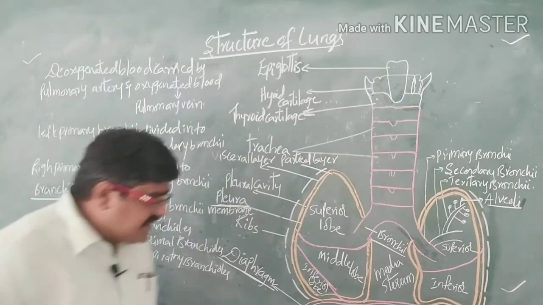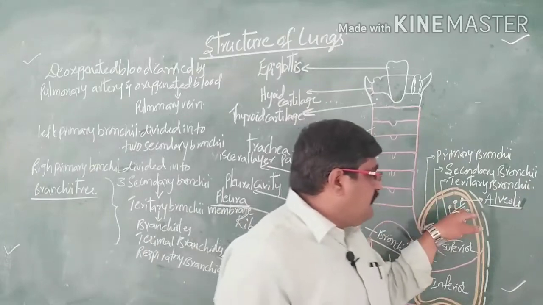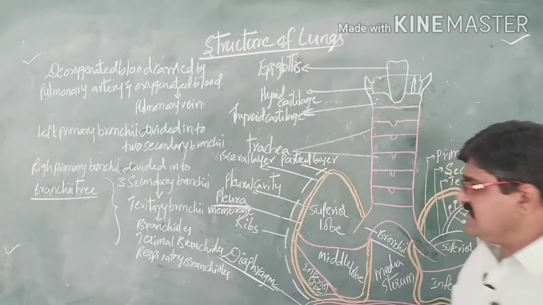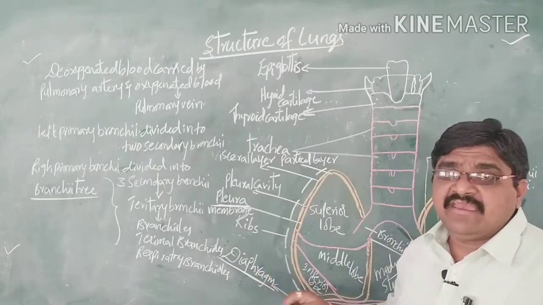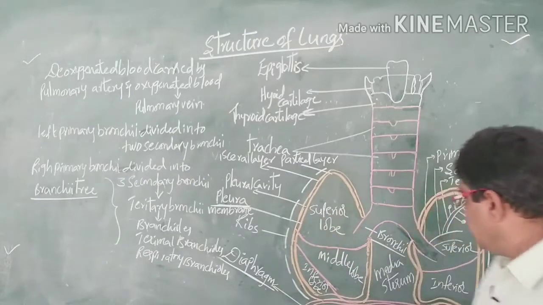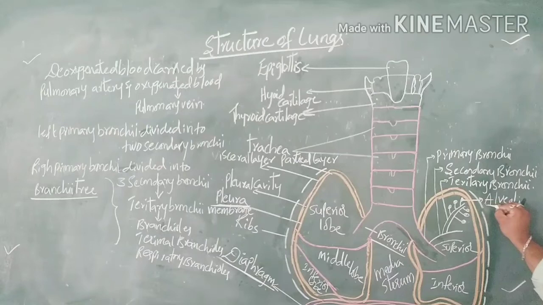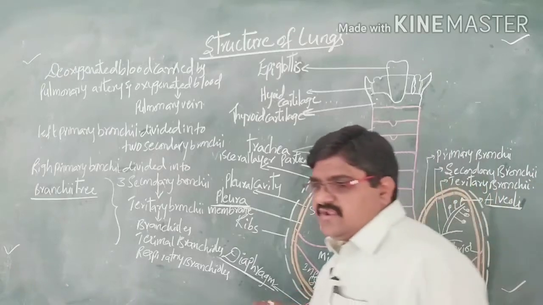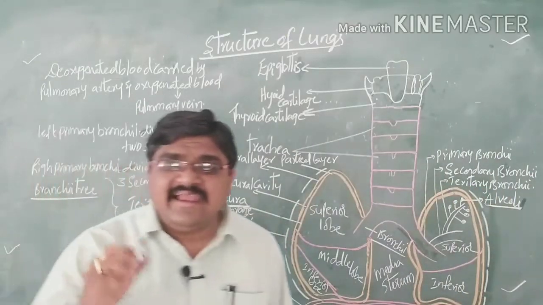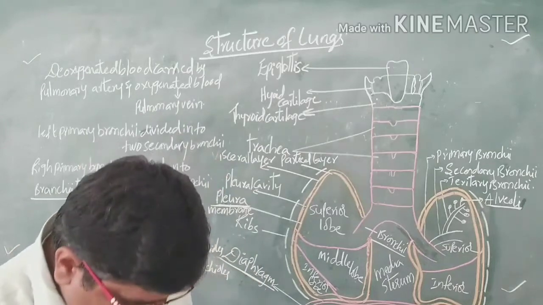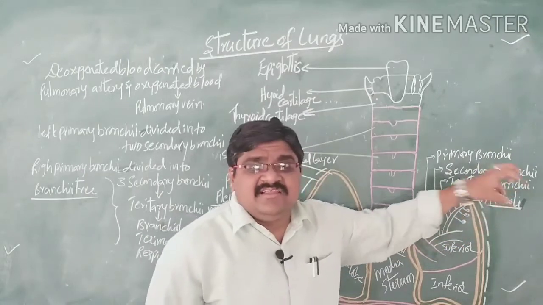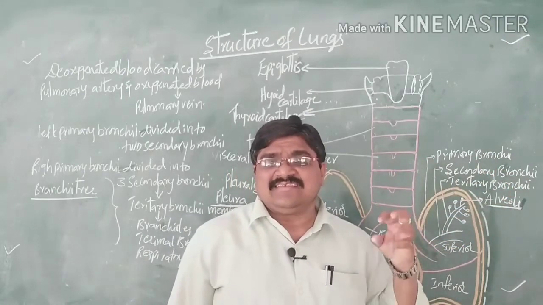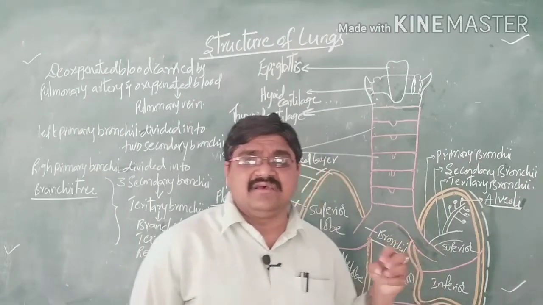At the end of the tertiary bronchi, where it is divided into bronchioles, terminal bronchioles and respiratory bronchioles, there are sac-like structures present. These cup-shaped, sac-like structures are called the alveoli.